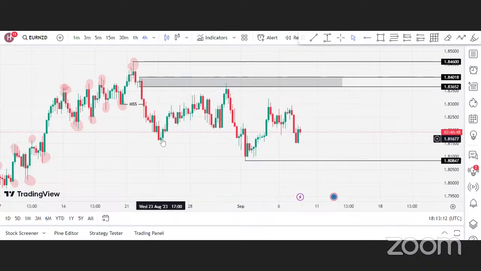Remember what I said with supply. When the market is going up, when the market is moving to the top side, in forex it doesn't go in one direction. Forex doesn't go in one direction.